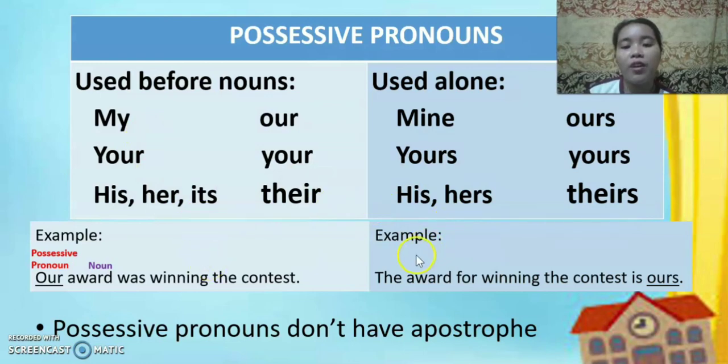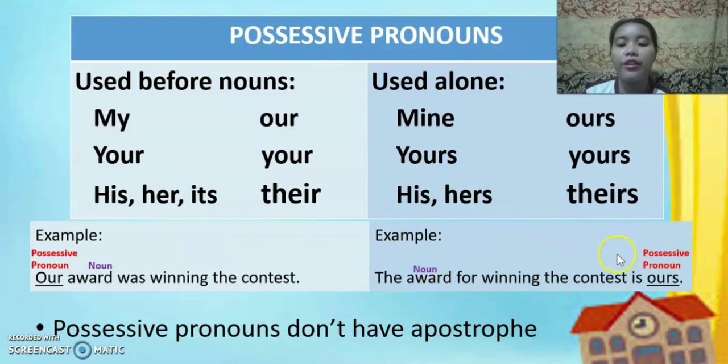Now class, I have here an example sentence that will show you a possessive pronoun used alone. The award for winning the contest is ours. The underlined word here is the possessive pronoun, and award is the noun. As you can see, they are not near each other. They are far apart, unlike in the use before nouns, where they are near each other. So we can say that possessive pronouns used alone live independently in a sentence, far from their noun. And class, always remember that possessive pronouns don't have an apostrophe.